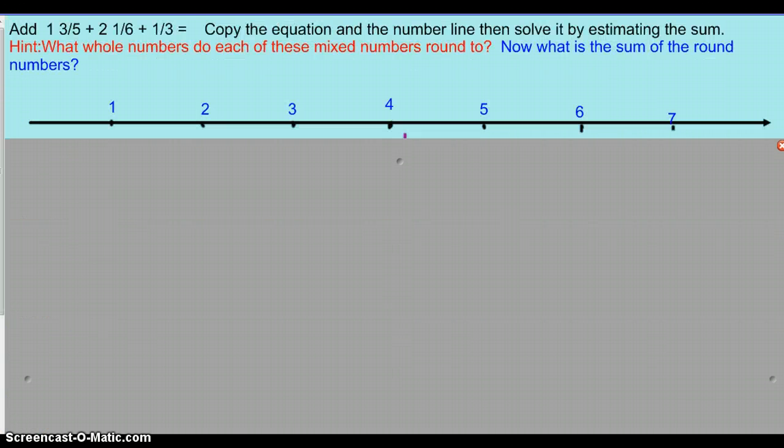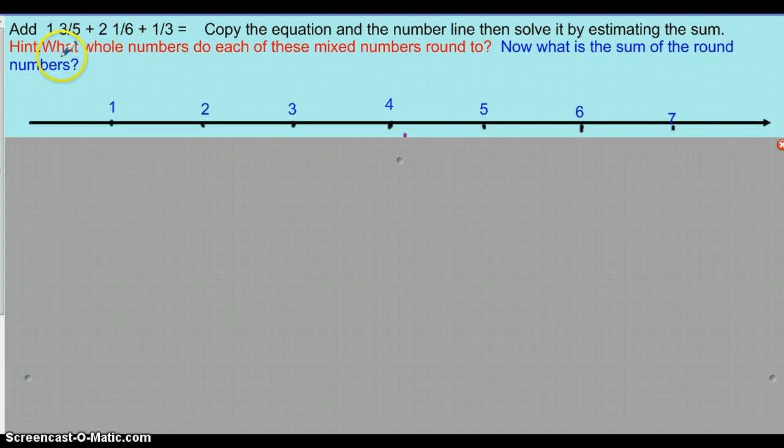Add 1 3/5 plus 2 1/6 plus 1/3. Copy the equation and the number line, then solve it by estimating the sum. Hint: what whole numbers do each of these mixed numbers round to? Now, what is the sum of the rounded numbers? Oops, should have had an ED there. Pause the video now.